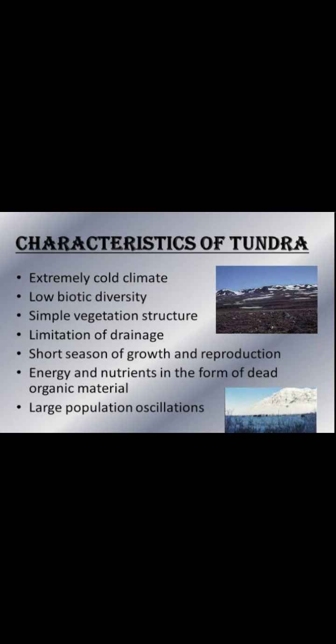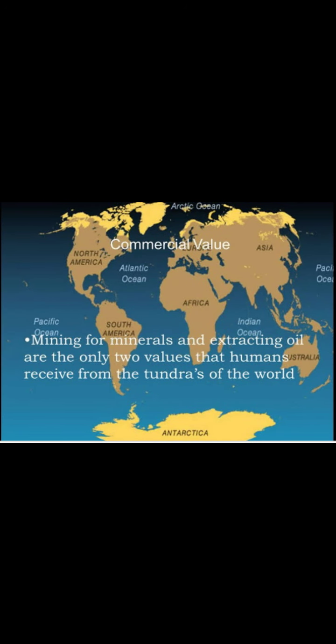You can look at what characteristics they have: an extremely cold climate, low biotic diversity, simple vegetation structures, and limited drainage, so we don't find many river systems. And one good thing about the tundra is that we also find mining sources there.